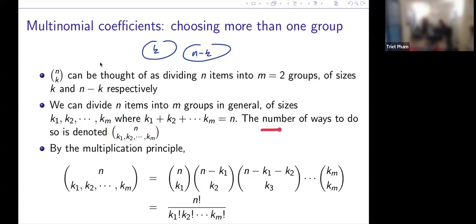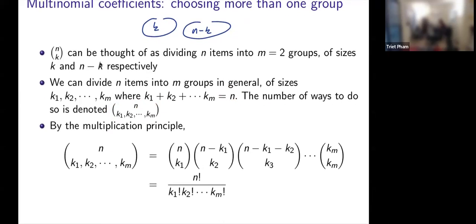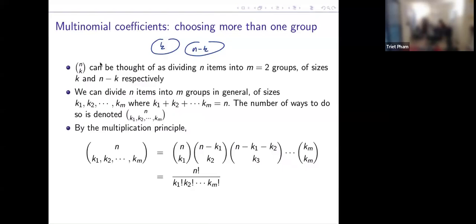And the notation for this is n choose k1, k2, up to km. Instead of picking 3 students out of the class, I can pick 3, and then I can pick 5, and so on and so forth, until I exhaust everyone. And the number of ways to do so is actually rather simple.